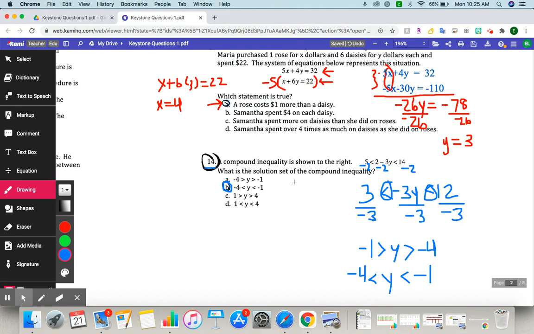If you're unsure of how to solve this or answer this by solving for y, you can test potential values within these ranges. Now, the only thing is you have to make sure these are true. So for example, C doesn't work because it's not possible for y to be less than 1, but also greater than 4. Same thing would apply to A. Y cannot be greater than -1, but also less than -4. So it's actually between B and D in the first place.